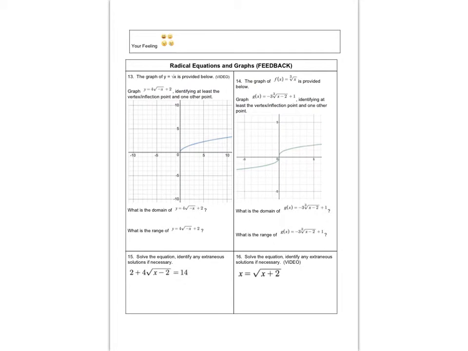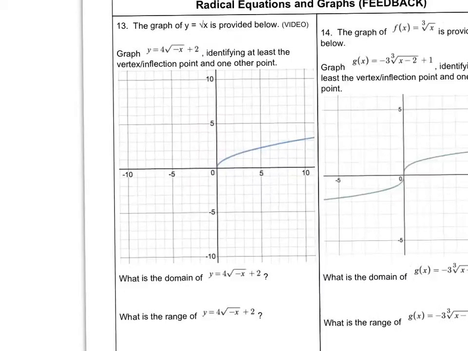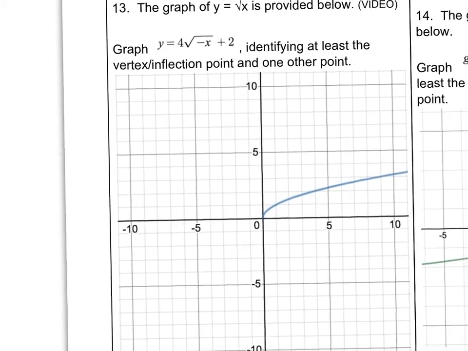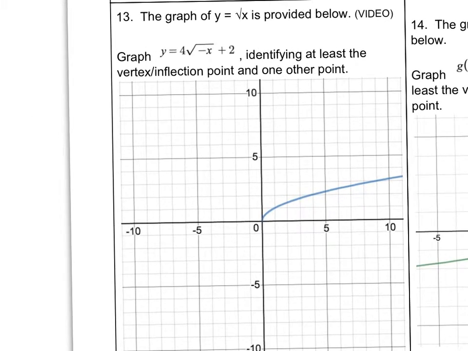All right, to the last page, and here we've got radical equations and graphs. This is our new section. This is the feedback section for this. The first thing we've got to do is deal with some graphing stuff, and I did the video for the first one. So here we've got the equation of y equals the square root of x. That came out kind of funny looking, so I'm going to cover that. Radical, okay, that looks even worse, but that's fine. And we've got to do some transformations.